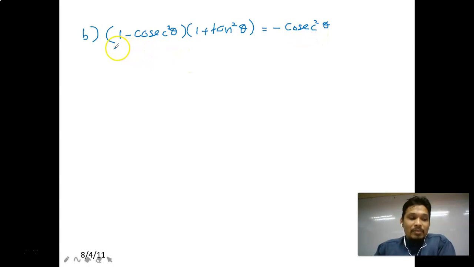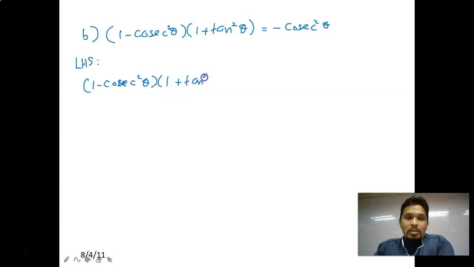Okay, so now if I begin from the left side, 1 minus cosecant squared theta, and then 1 plus tangent squared theta. So then 1 multiplied with 1.